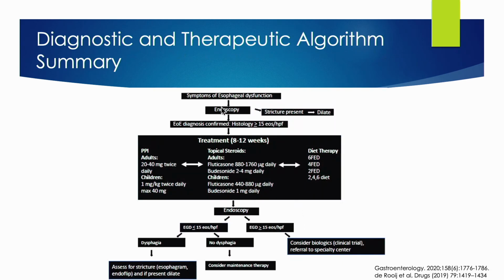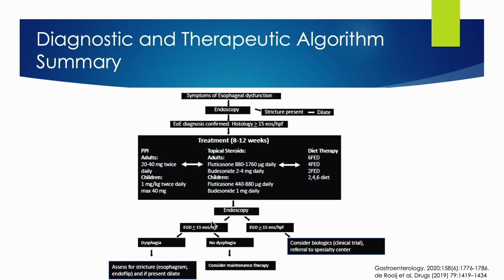So putting this all together, if there's symptoms of eosinophilia, we recommend an endoscopy. If there's a stricture, you can dilate using a conservative approach. If the diagnosis of EOE is confirmed, then really any of these treatments are reasonable first-line therapies. And this is going to require discussion with the patient, and preferences are important. But the idea is that you could try one, and if one doesn't work, then you try the other.